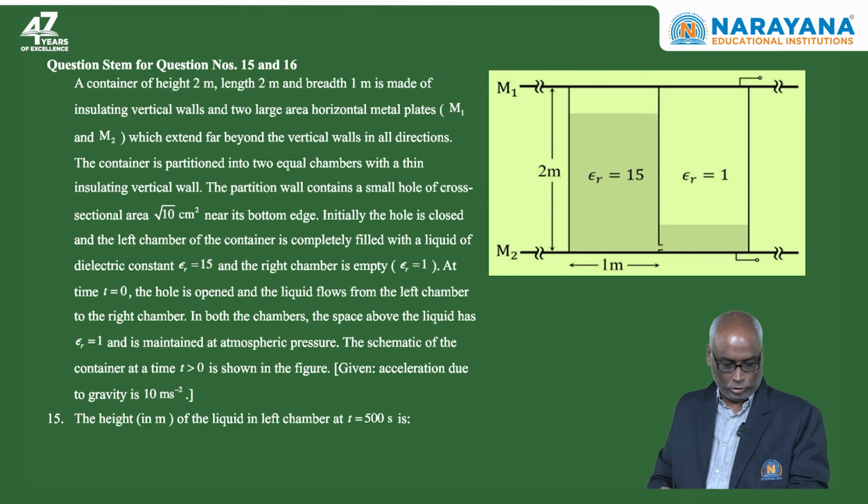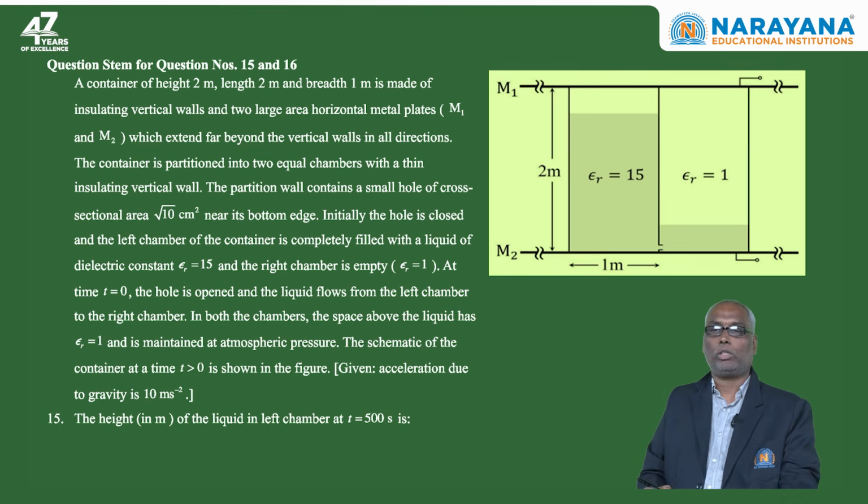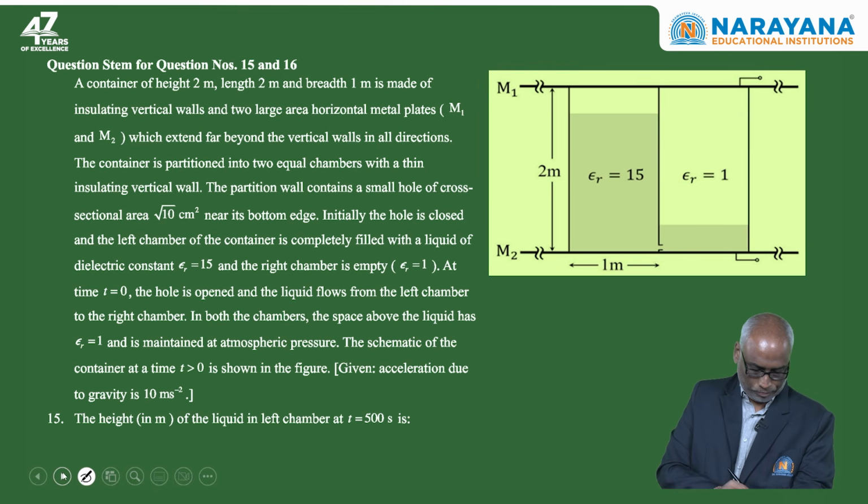At time t equal to 0, the hole is opened and the liquid flows from the left chamber to the right chamber. In both chambers, the space above the liquid has epsilon r equals 1 and is maintained at atmospheric pressure. The schematic of the container at time t greater than 0 is shown in the figure. Given acceleration due to gravity is 10 meter per second square. The first question is the height of the liquid in the left chamber at t equals 500 seconds is dash. Initially the total liquid is in the left chamber.